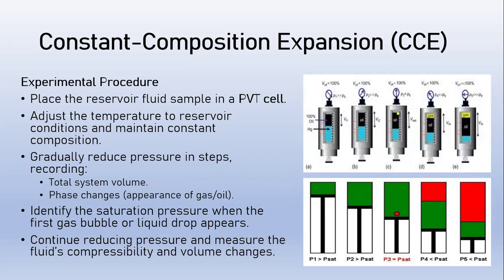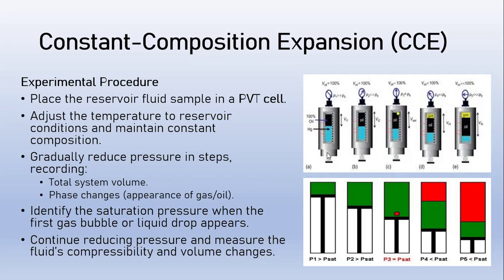How they do it is they put the fluid sample in a PVT cell, which looks like this. It has a transparent glass where you can have visuals on the fluid sample. This is mercury. Mercury is being used to control the pressure steps. So if they subject it to the reservoir pressure, they pump in more mercury till it reaches the desired pressure step they want to start the experiment.